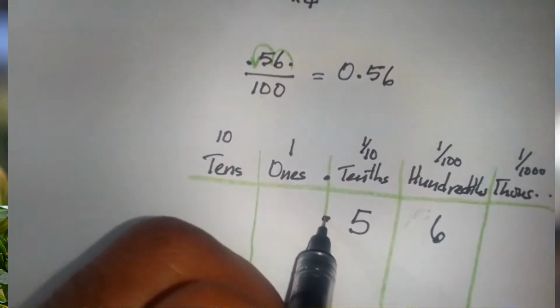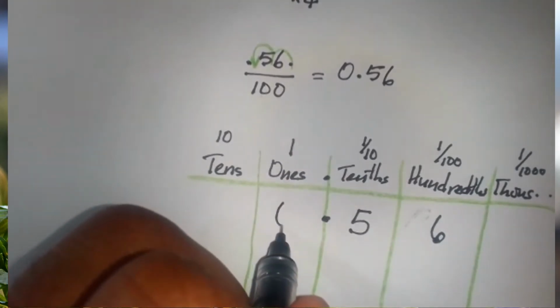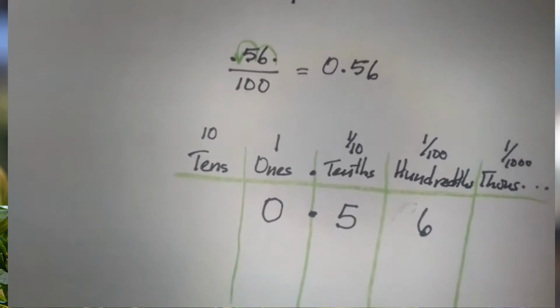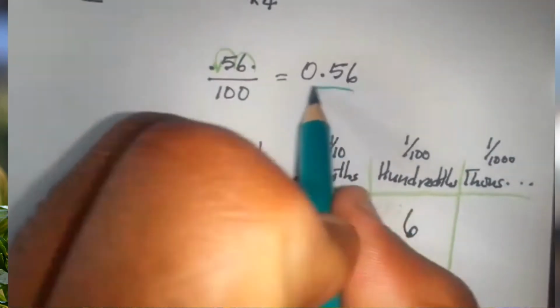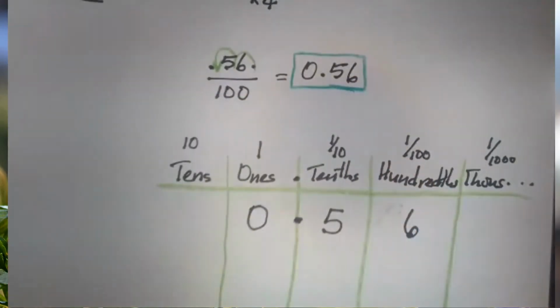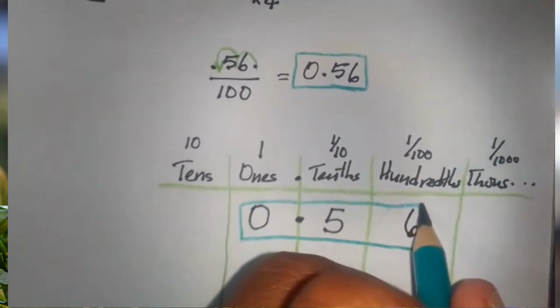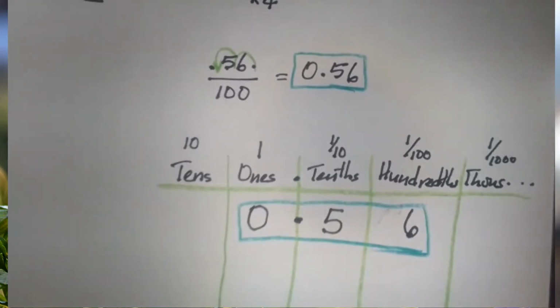Put in my point under my decimal point, and there's a 0 in the ones column. So if you look at it, my answer when I did it up here, I got 0.56. My answer when I use the place value chart, I got 0.56. So I'm sure to be correct.